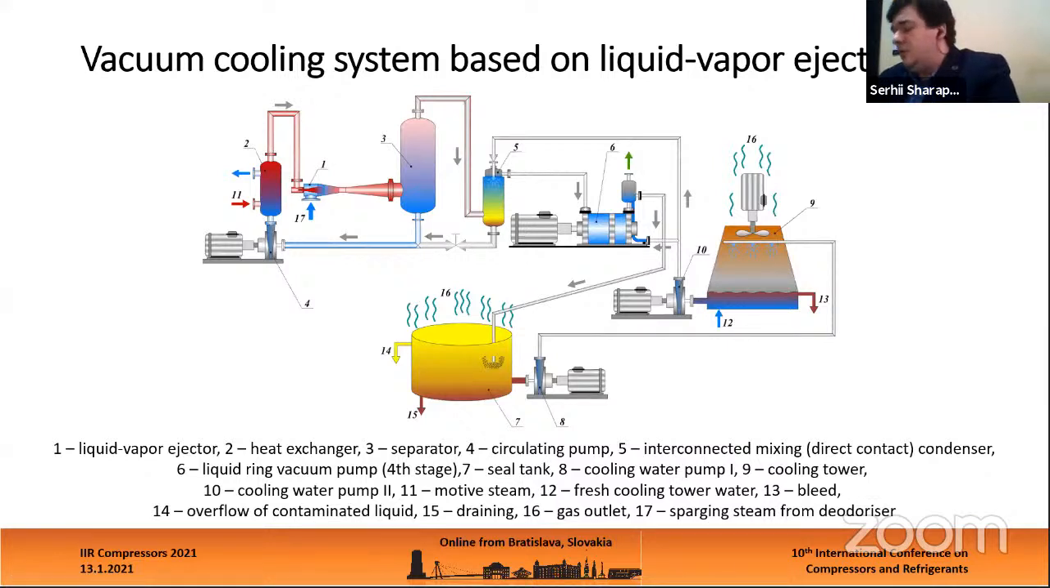So we decided to change the three-stage jet steam ejectors for a one-stage vacuum unit based on liquid vapor ejectors, as you can see on this slide. The second stage is a liquid ring vacuum pump, shown on figure 6. The main aim of our work is the influence of geometric parameters of the flow path of the ejector on the efficiency of the biodiesel production system.